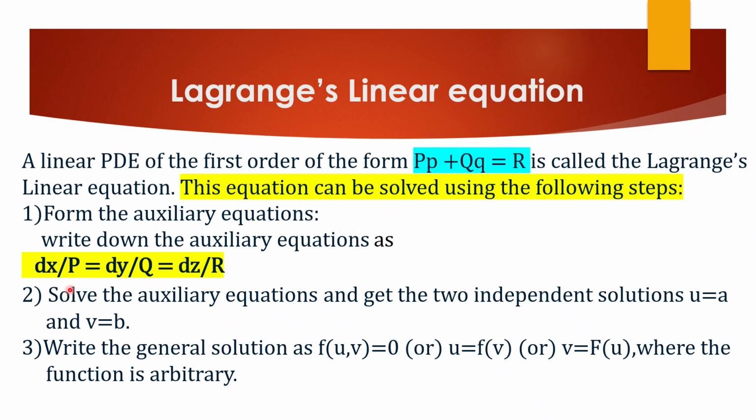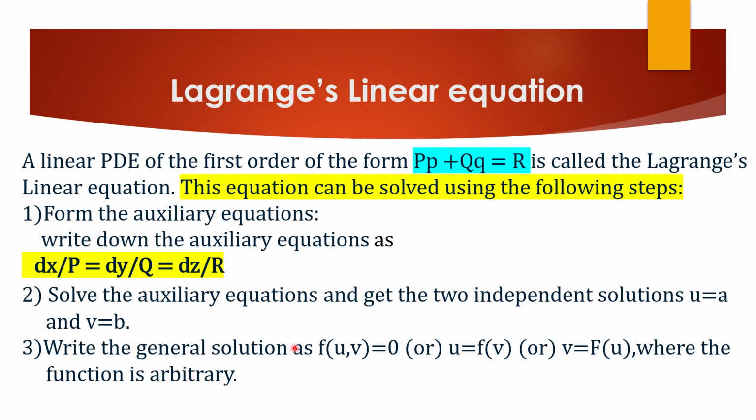First, we have to write the auxiliary equations, which are written as dx by capital P is equal to dy by capital Q is equal to dz by capital R. Solving these auxiliary equations, we can get the two independent solutions, say u is equal to a and v is equal to b.